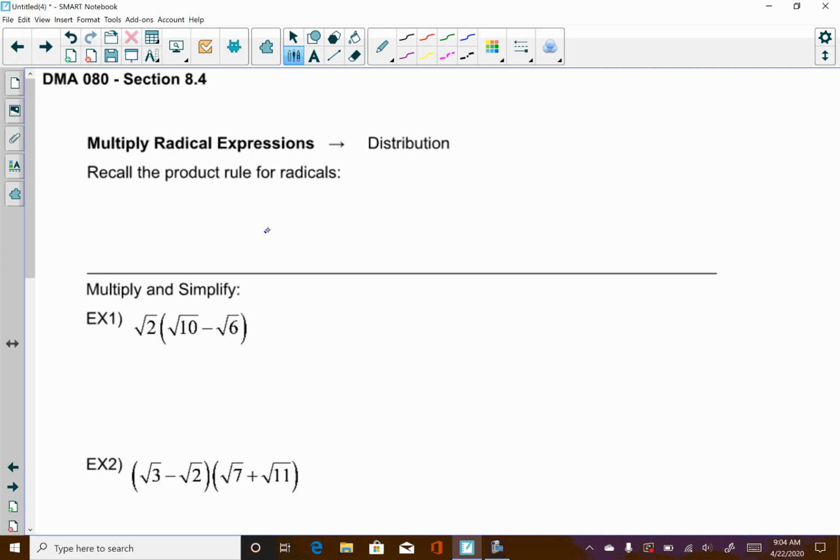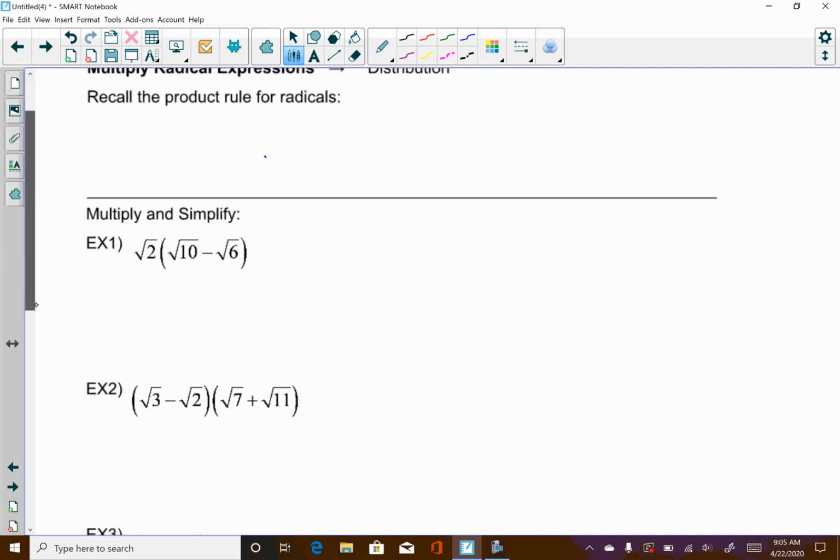Okay. All right. So on this particular page, we are looking at multiplying radical expressions. So you'll be looking at the distributive property as well as FOILing. Okay. So I'm going to do a couple on this page.